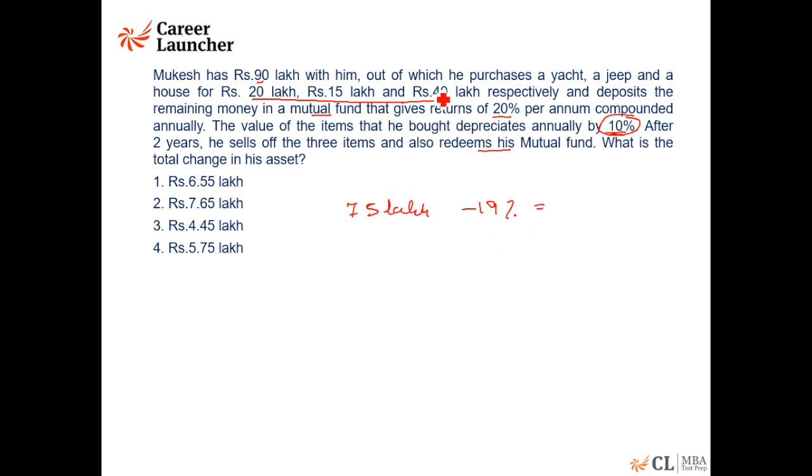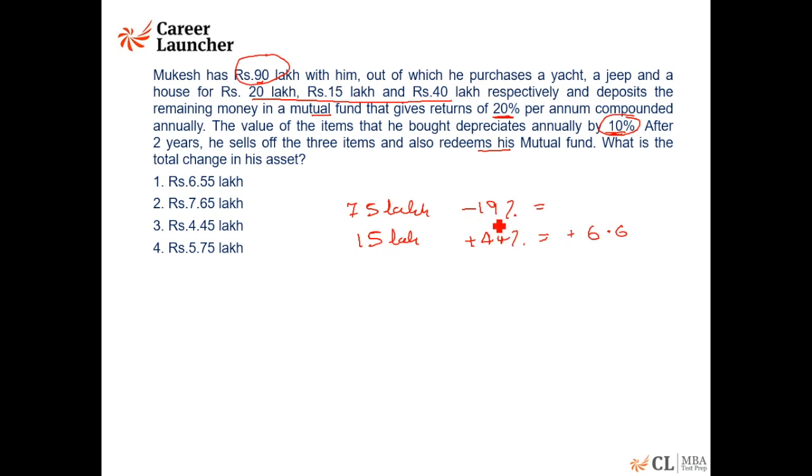And what happens to his remaining? Out of 90, the remaining is 15 lakhs. This 15 lakhs gives him a return of 20% per annum compounded annually. So that means 2 successive increments of 20%, which is 44%. So what is 44% of 15 lakhs? 40% of 15 is 6 lakhs. So 4% of 15 will be 0.6 lakhs. So this is plus 6.6 lakhs.